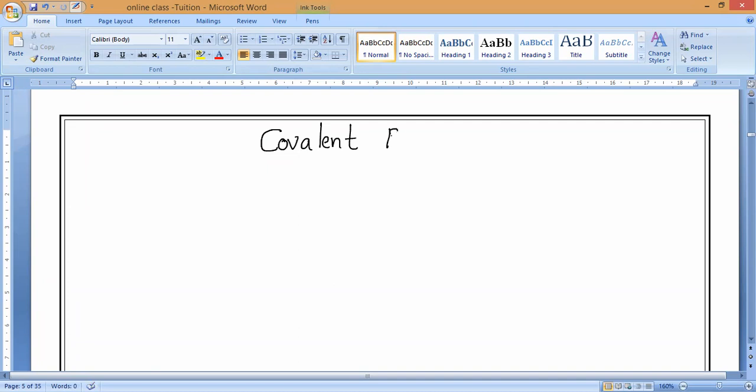Covalent bond. This is a very big concept, very important and interesting. Questions will definitely come. So, as we know, ionic bonds form by donating electrons from one atom to another. Now, covalent bond means no donation, no receiving. Only sharing. That you should remember.